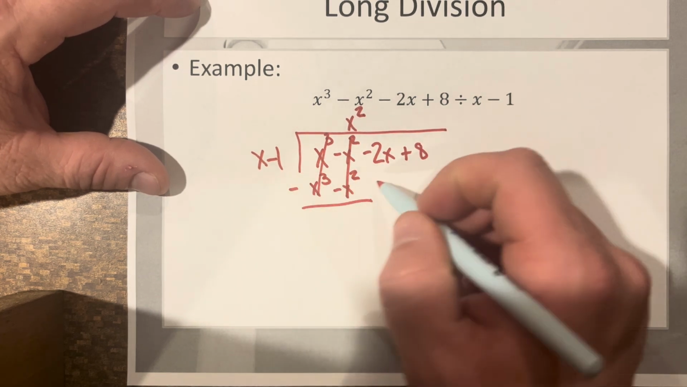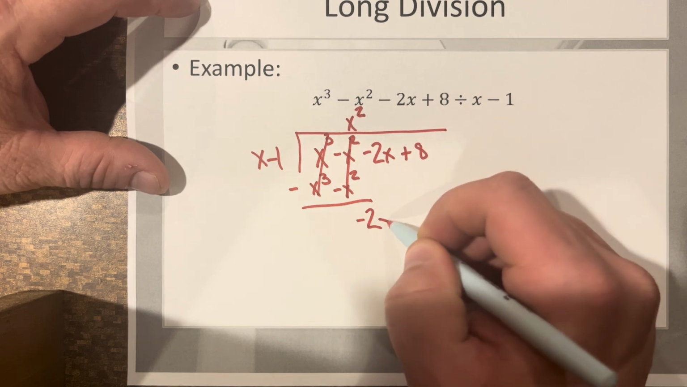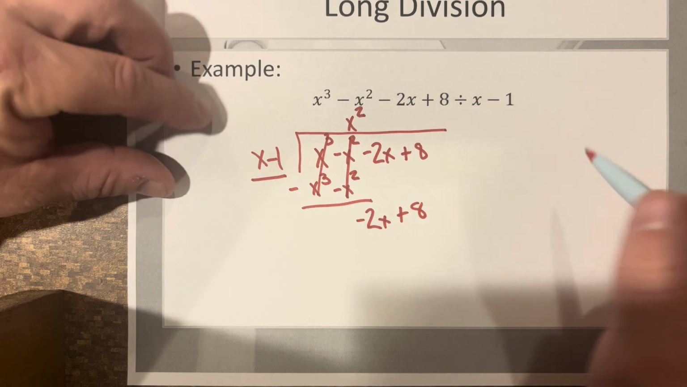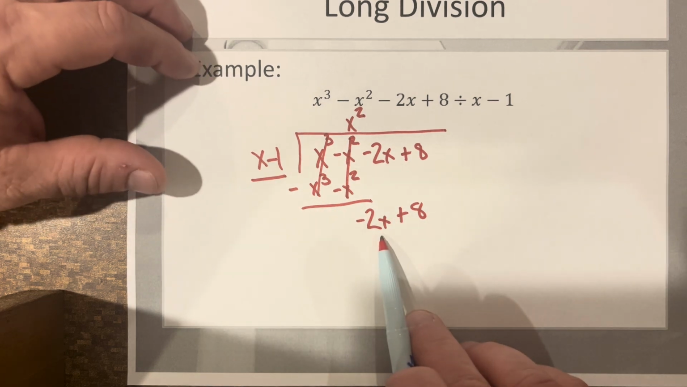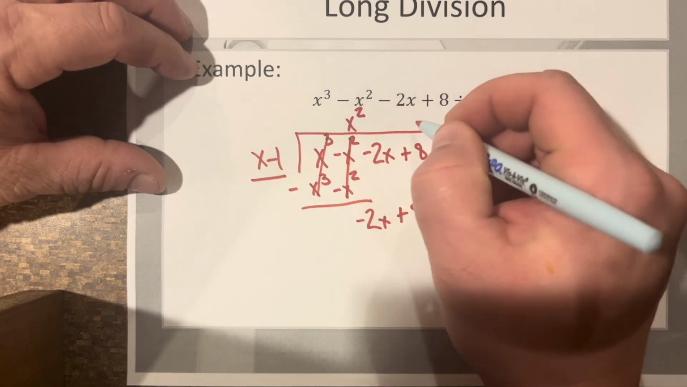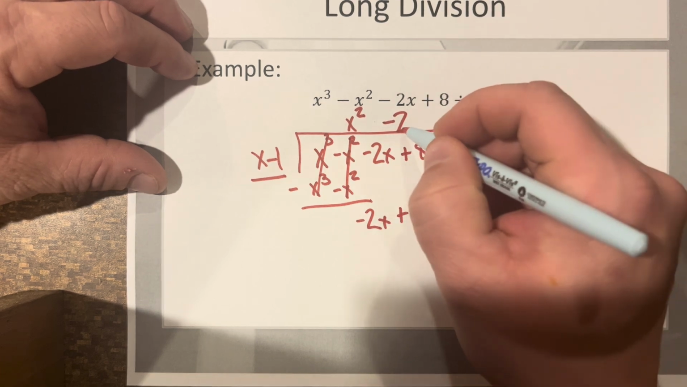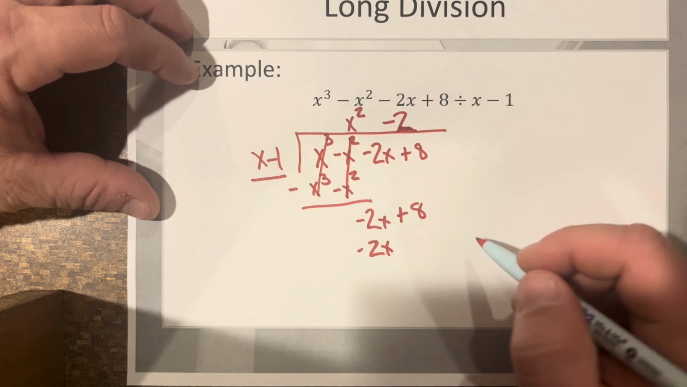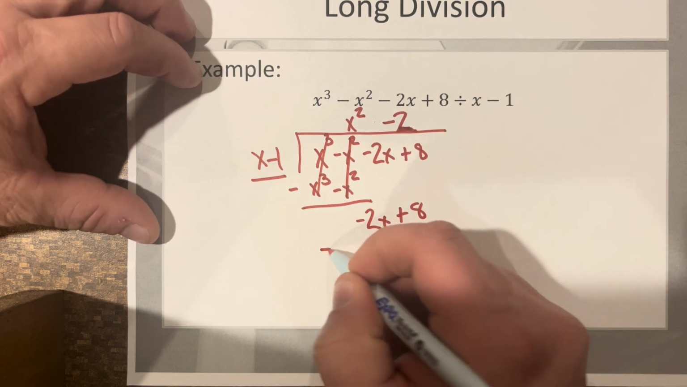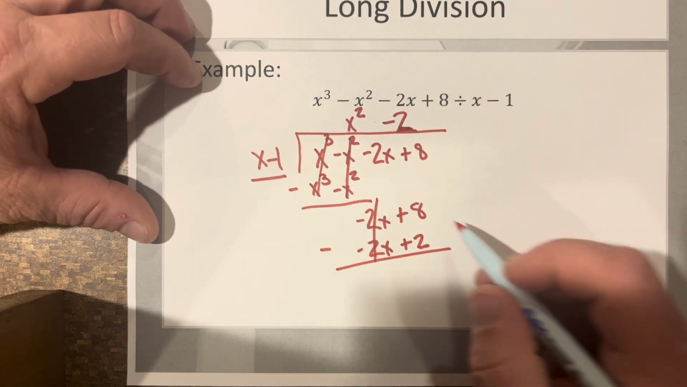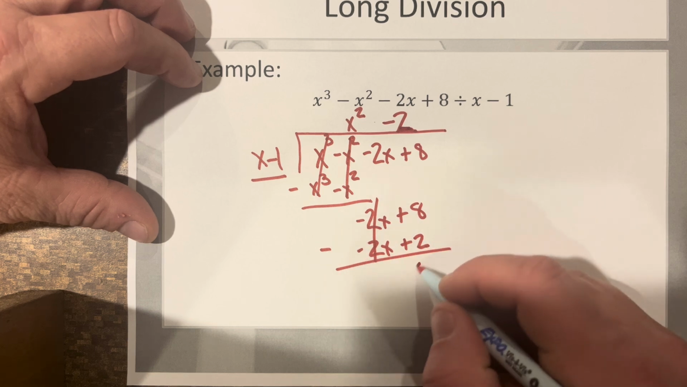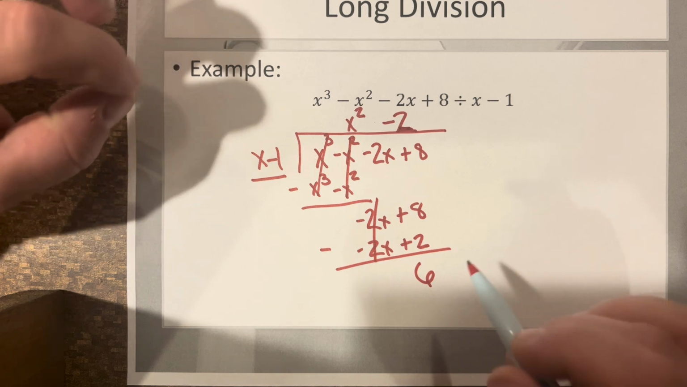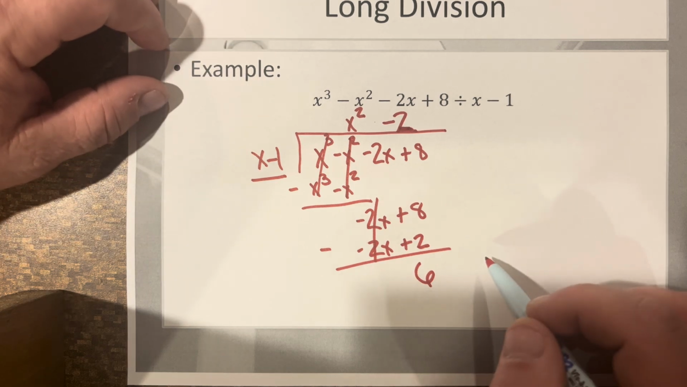Now we have to bring two things down because we have 2 terms out in front. So now x times what gives us negative 2x? That would be negative 2. Negative 2 times x is negative 2x, and negative 2 times minus 1 would be plus 2. We're subtracting this stuff, so the x's go away. Now we have 8 minus 2, which is 6. x does not divide into 6, which means this is going to be our remainder.